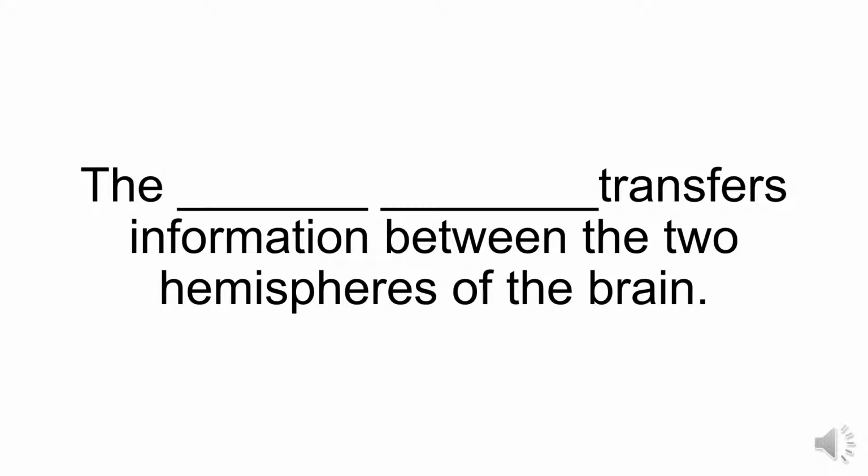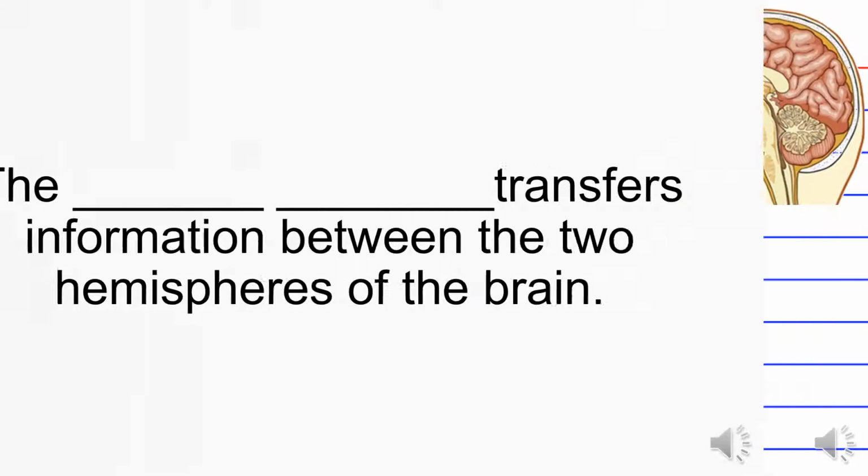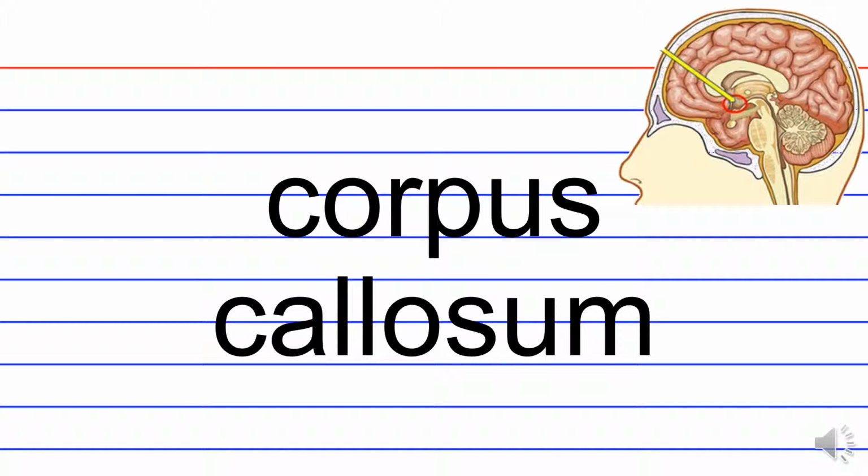The blank transfers information between the two hemispheres of the brain. So what anatomical aspect of the brain transfers information between the two hemispheres? All right, you probably guessed it. That would be the corpus callosum, this tan structure pictured here.